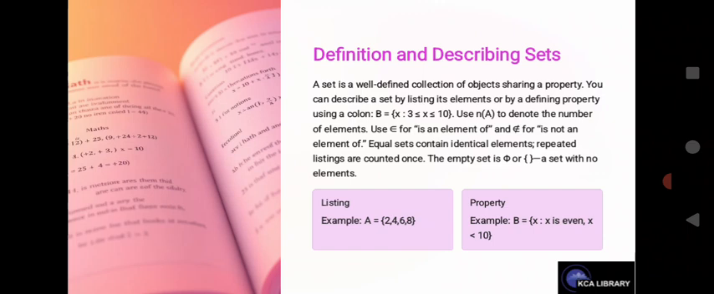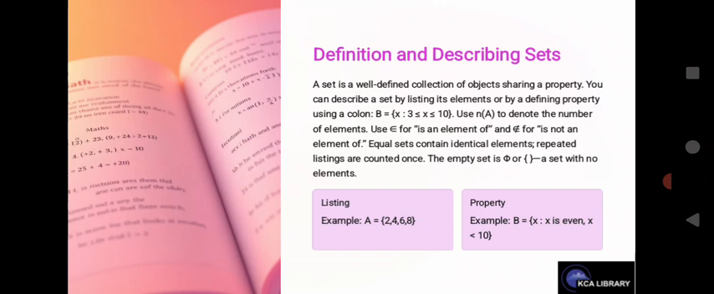For instance, look at the slide. B is such that, now B is the set, right? Then x is such that 3 is less than or equal to x less than or equal to 10. Now look at it. You can use n(A) to denote the number of elements. Number of elements means number of members. Then if you want to say an element of a set, that is the symbol you are seeing there. So you use ∈ for 'is an element of', but if it is not, you cross the ∈ slightly, indicating that it is not an element of the set.